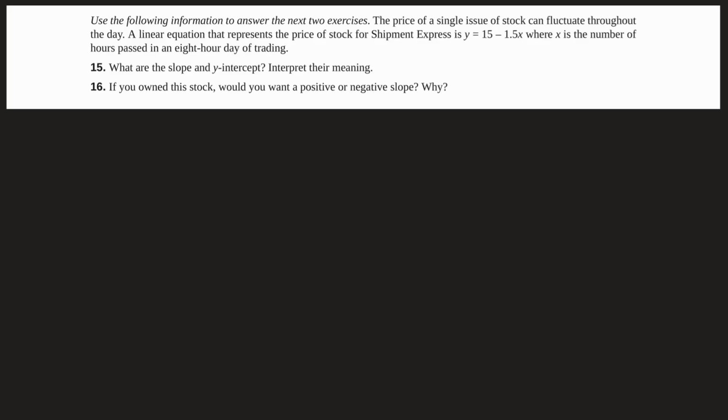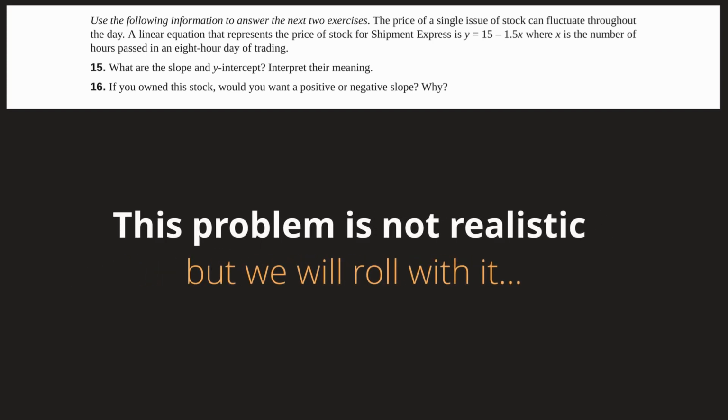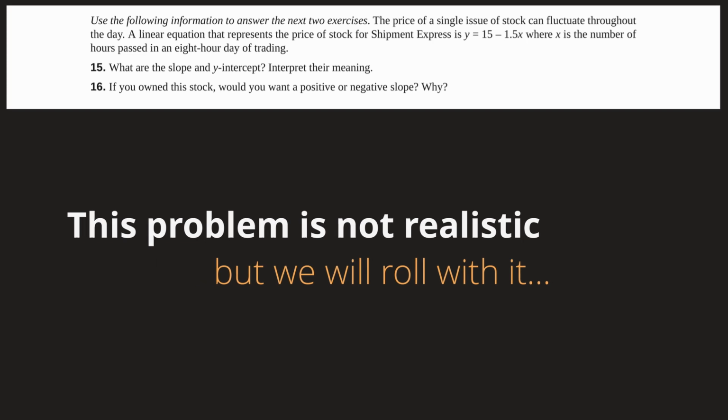The price of a single issue of stock can fluctuate throughout the day. A linear equation that represents the price of stock for shipment express is y equals 15 minus 1.5x, where x is the number of hours passed in an 8-hour day of trading. So in this problem, we're looking at one single share of stock over the course of a day.